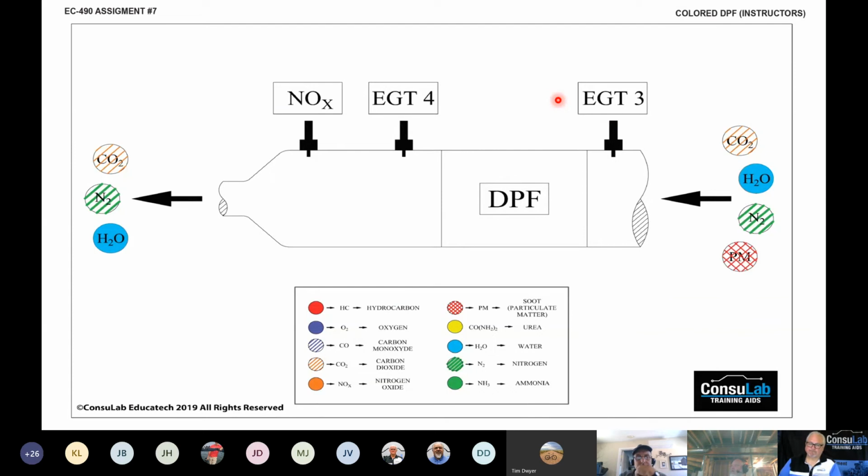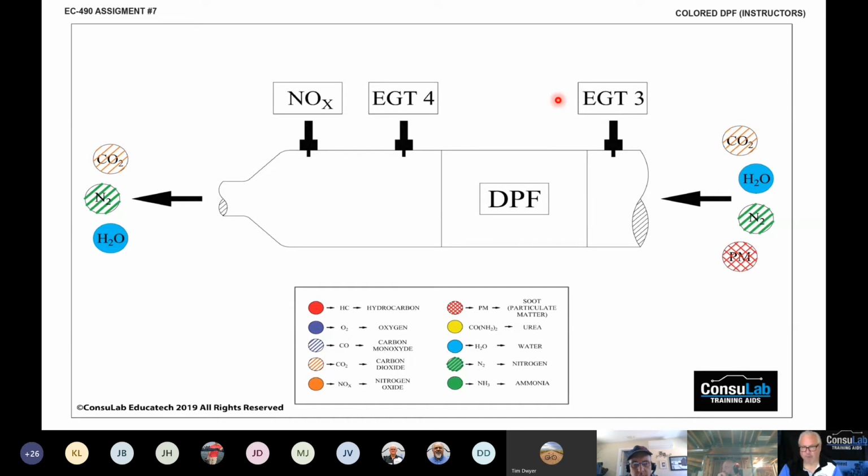So as we move along through the system, now we've got the diesel particulate filter. Now, the diesel particulate filter may be located in a different position. This may be in front of the selective catalytic reduction unit. And one of the questions was why?